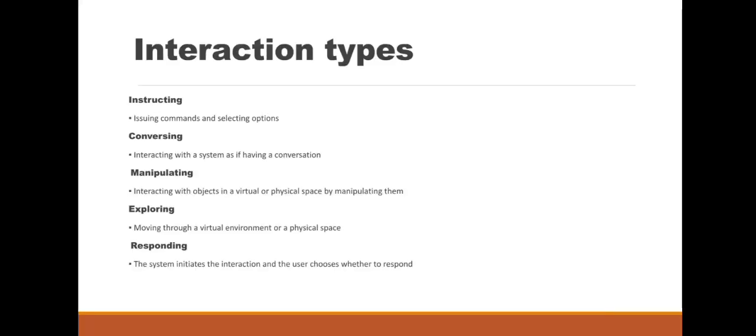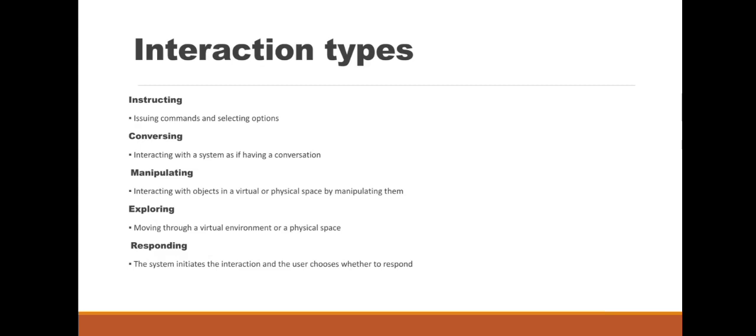Interaction types. Instructing: the user issues commands, usually through menus, buttons, or voice input. The system responds by executing the command. For example, a user clicks save to store a document or tells a voice assistant to set a reminder. Conversing: the interaction mimics a natural conversation where system and user exchange information in a dialogue-like manner. Example: chatbots or voice assistants that respond to a question or request as if in a conversation.